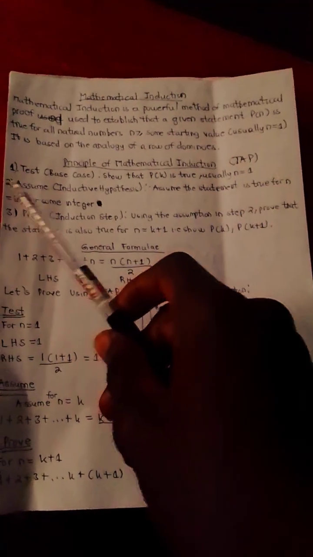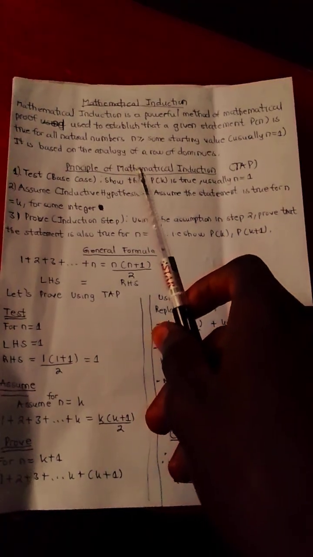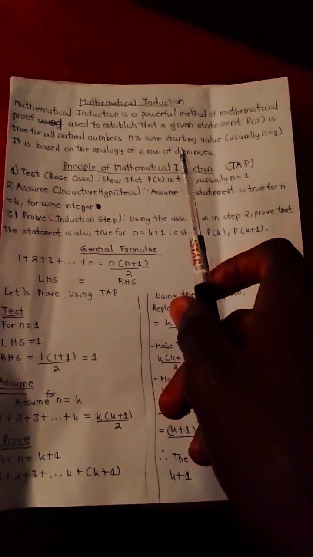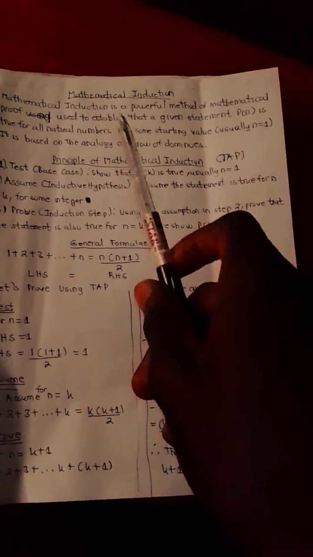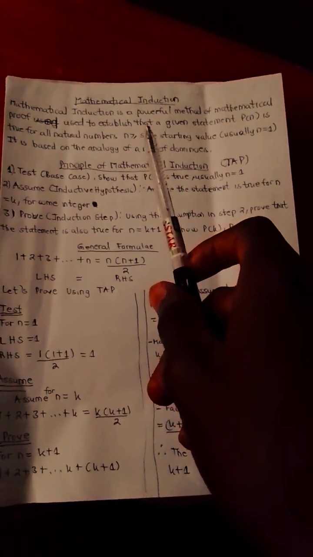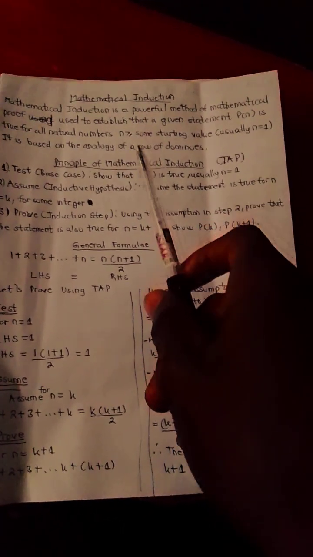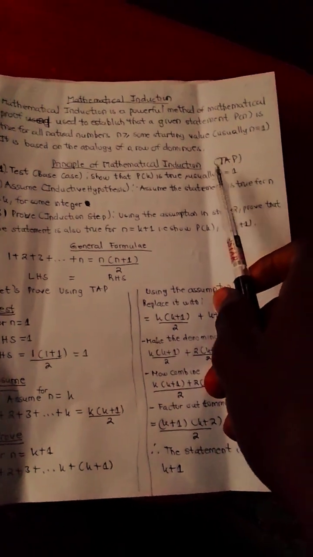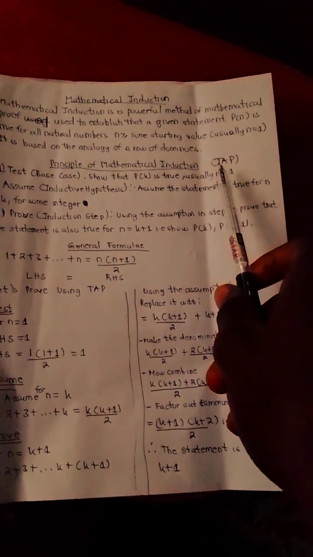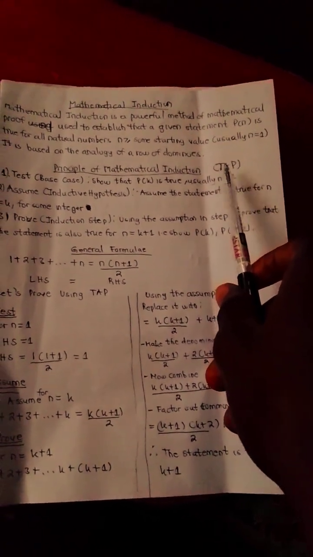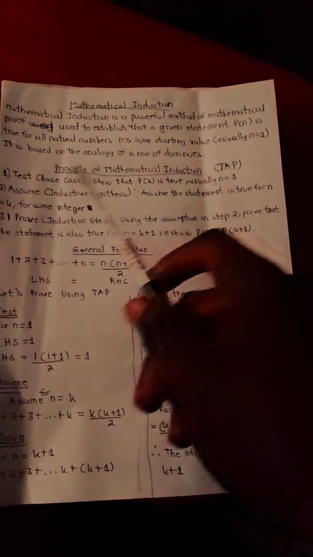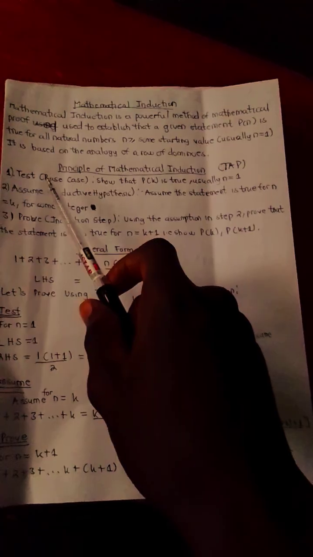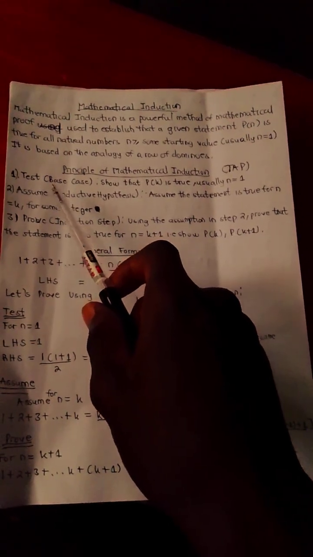Now, listen attentively. We have some principles of mathematical induction, and there is one thing you must take note of anytime you are dealing with them. First of all, know this acronym, which is TAP. T stands for test, A stands for assume, and P stands for proof. So now let us dive into the principles of mathematical induction.